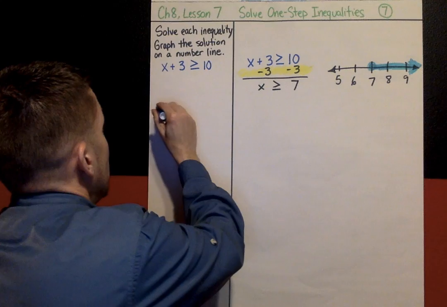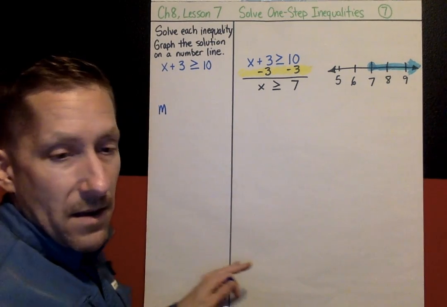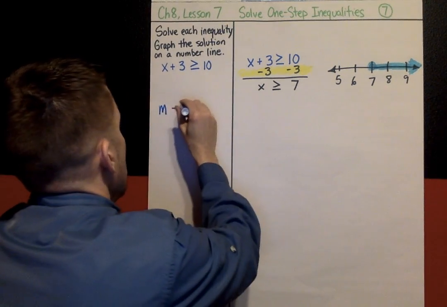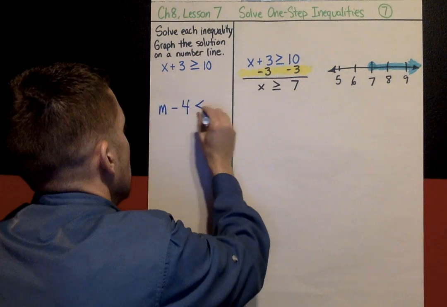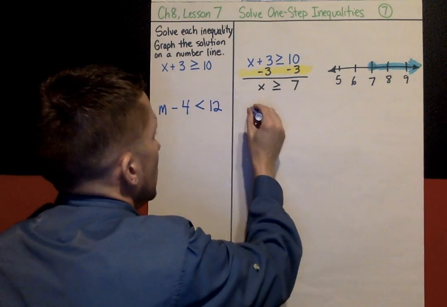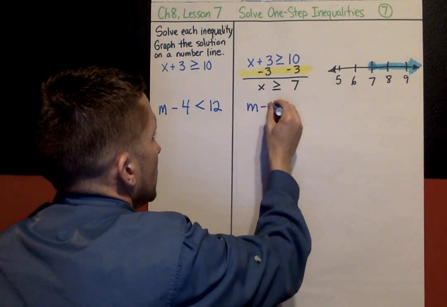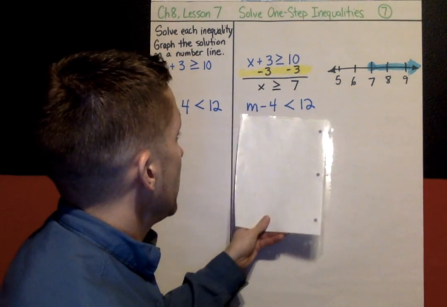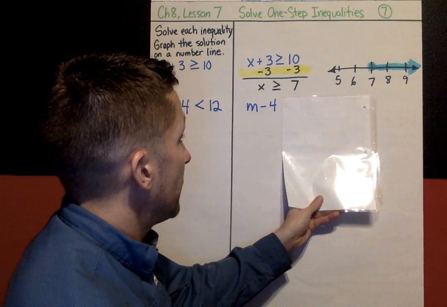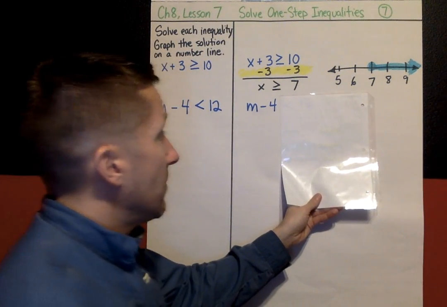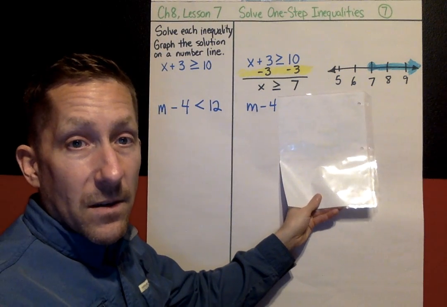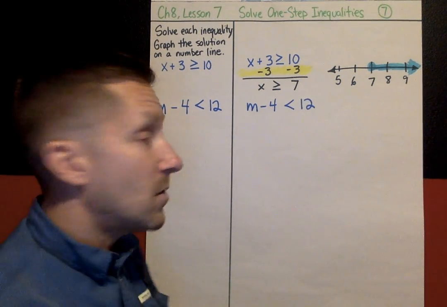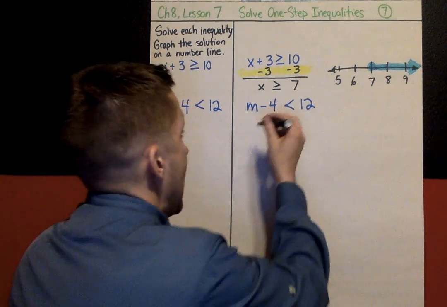Next example, m minus 4 is less than 12. I'm going to follow the same process that we did on the last inequality. Find the variable side. 4 is being subtracted. What's the inverse of subtract 4? It is add 4.